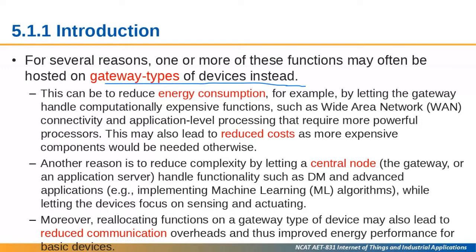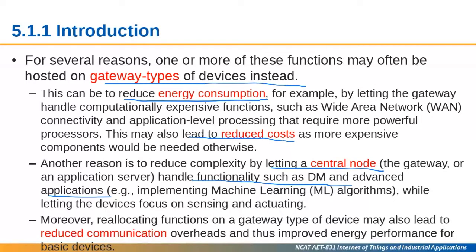So in that case, the benefit is to reduce the energy consumption and also reduce the cost. And also we have a central node to handle the functionality such as device management and advanced applications. For the gateway type device, usually it is wired. It has a power line connected to it. So we have better communication and computational capabilities on the gateway. So it's easy to understand.